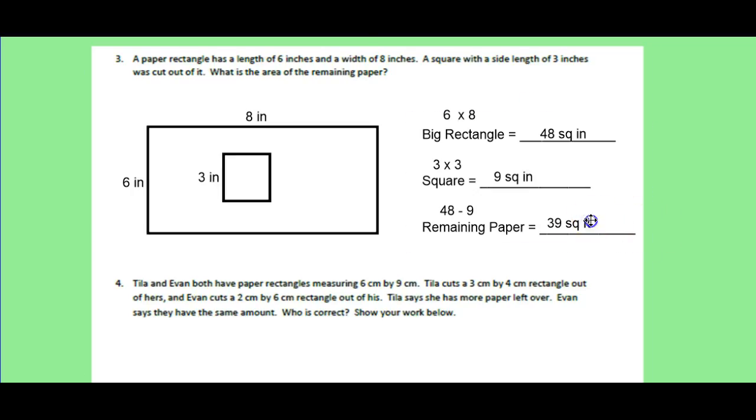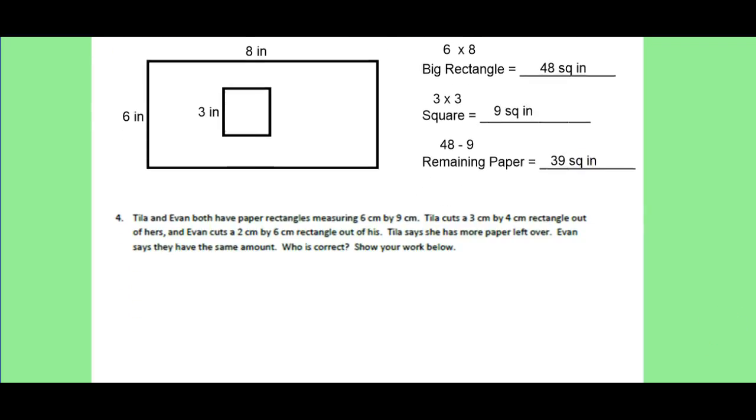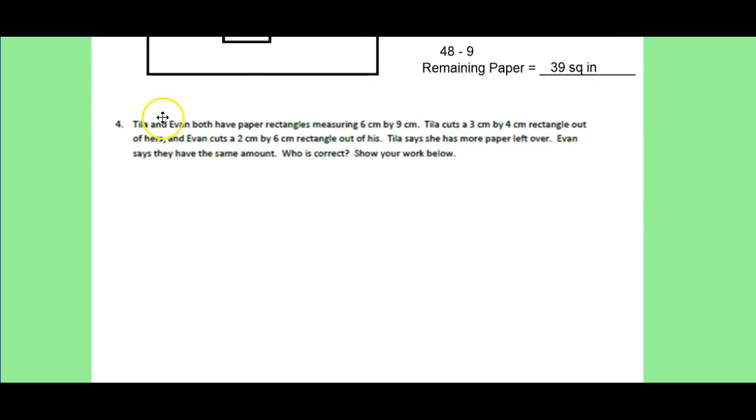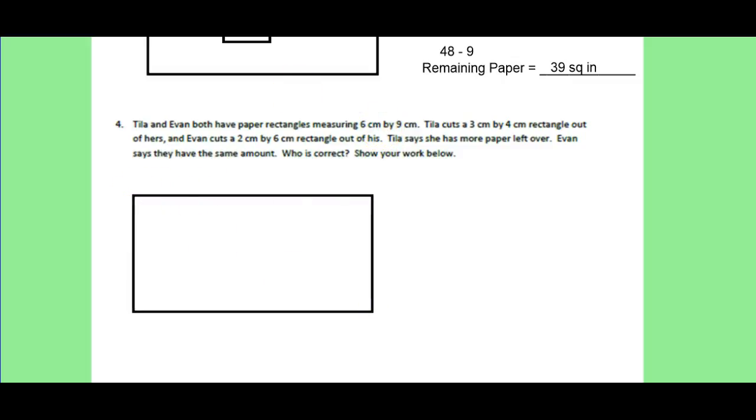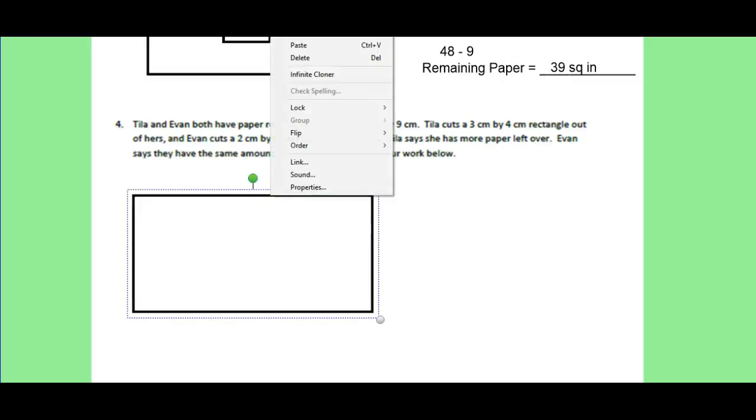Okay, so really thinking about drawing it really helps you solve problems like this, and it's going to help us with the next one as well. Tila and Evan both have paper rectangles measuring 6 centimeters by 9 centimeters. So there's 2 people here. So we're going to draw 2 rectangles. They're both 6 centimeters by 9 centimeters. So you got to make it look like it's 6 centimeters by 9 centimeters.